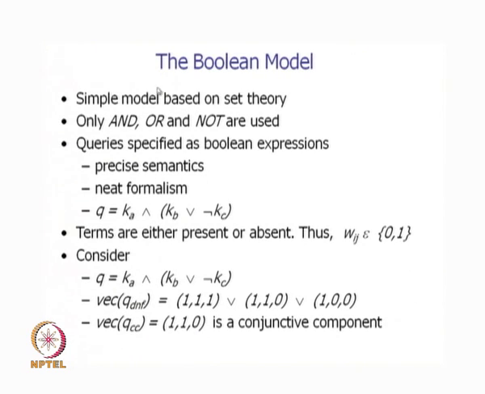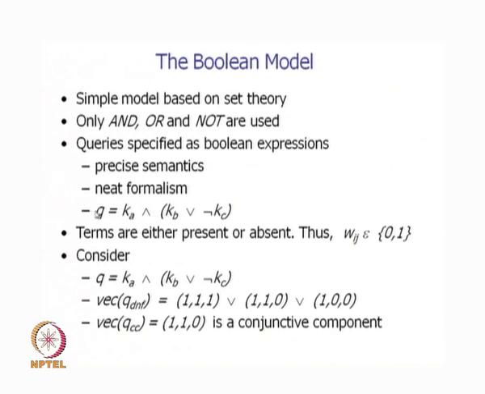Proceeding further, we first take up the Boolean model, which is the simplest model and is, let us say, the basis for subsequent models. It is a simple model based on set theory. Only and, or, and not Boolean operations are used. The queries are specified as Boolean expressions. They have a precise semantics in terms of absence or presence in the document, and the formalism is neat.